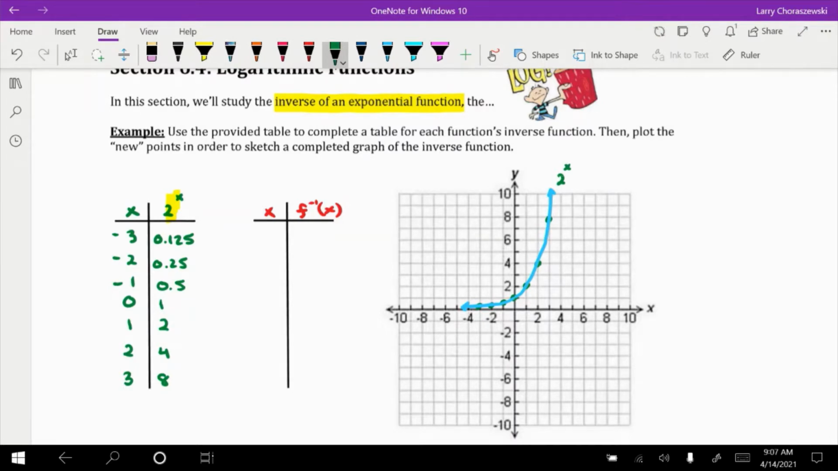To find the table of values for the inverse function, this was mentioned in the section 6.2 video lessons. Does anybody recall how we can form the graph of an inverse function based on a table of values? There's something special that we do with x and y. We're going to switch all of these. The x values will turn into the y values and vice versa. So the first point on the inverse function's graph is going to be 0.125, comma, -3. The next point will be 0.25, comma, -2, and so on and so forth.